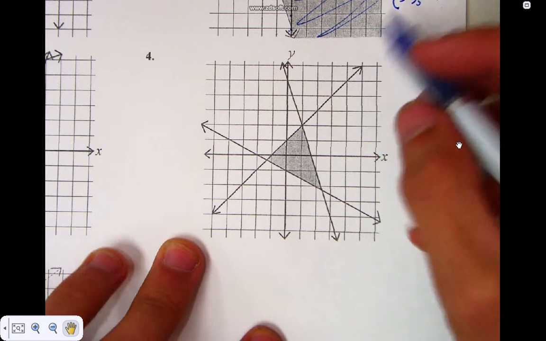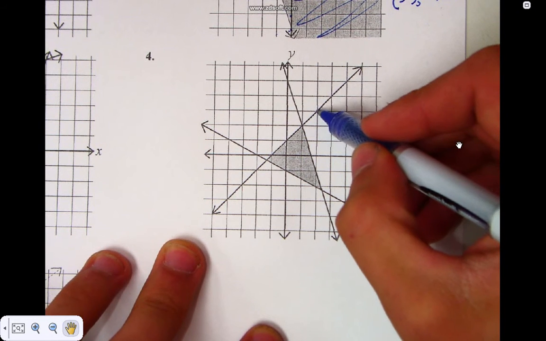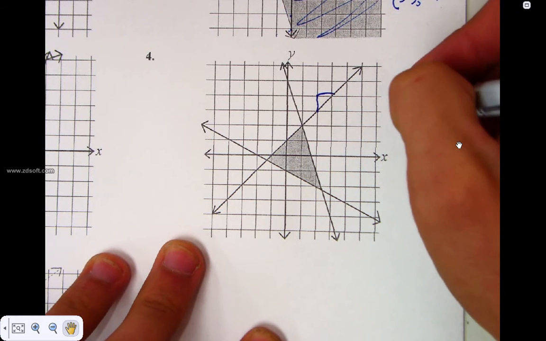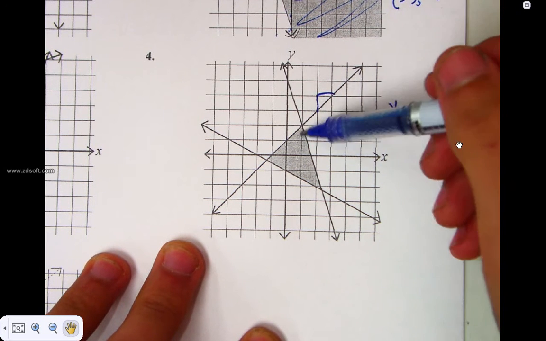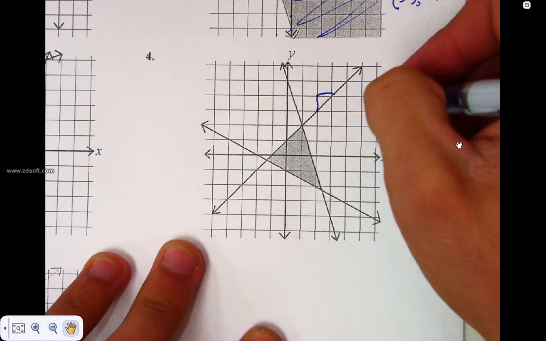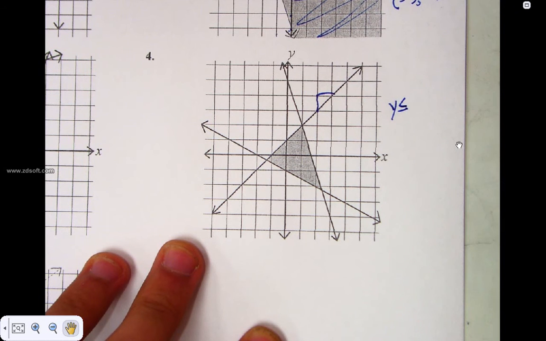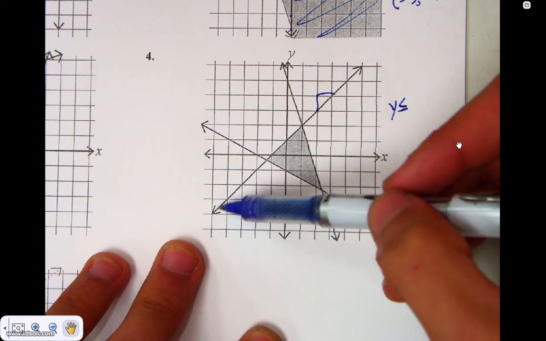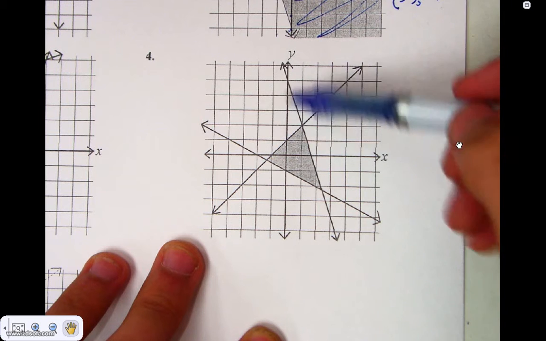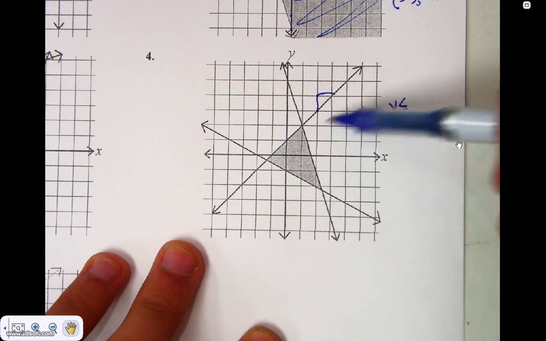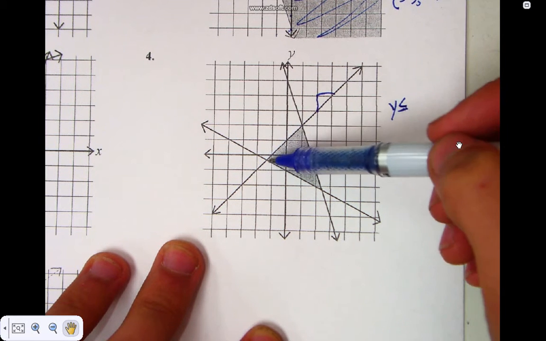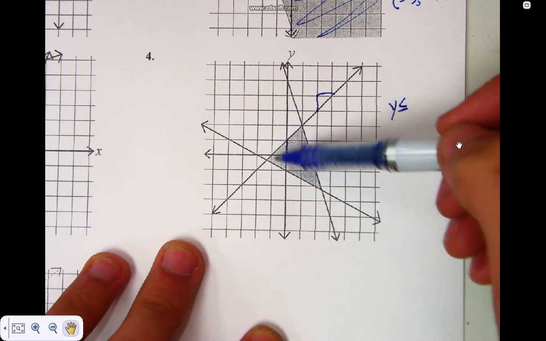Number 4, I'm going to go ahead and start by graphing this line. It looks like I'm going up 1 over 1. So y, I shaded below the line. That's going to be less than or equal to, because it's a solid line. The equal to tells me that it's a solid line. Less than tells me where I'm shading. I shaded below this line. So notice all my y's are smaller below.